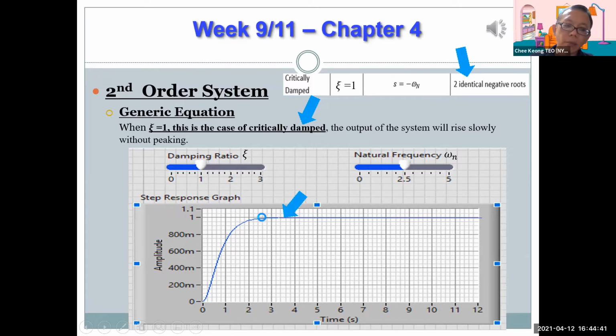You will just go up and straight to the settling of the steady state value. Of course, it looks very nice, but if you compare the rise time to the underdamped case, it is slower. The underdamped case will probably rise much faster, but it takes a while to settle down. So therefore, in this situation the denominator of the generic equation has two identical negative roots, which is s equals minus omega n, right? Of course, this braking here is slightly bigger with zeta equals 1. But previously it was zeta between 0 and less than 1.